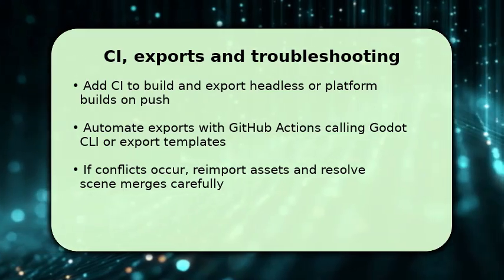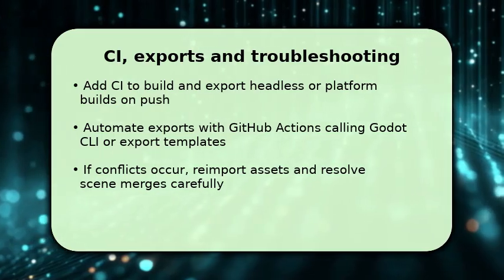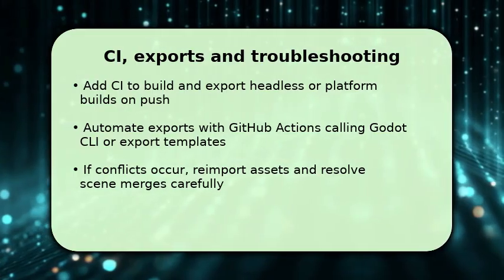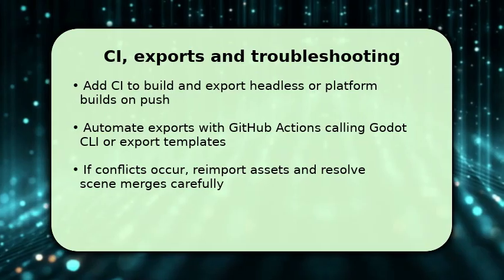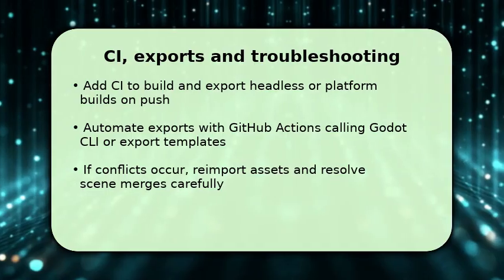If you encounter merge conflicts in TSCN or .escn files, re-import assets locally, resolve the scene nodes in the editor, then commit. One key troubleshooting tip. When scenes corrupt after merge, revert to the last good commit for that file and reapply small incremental changes.